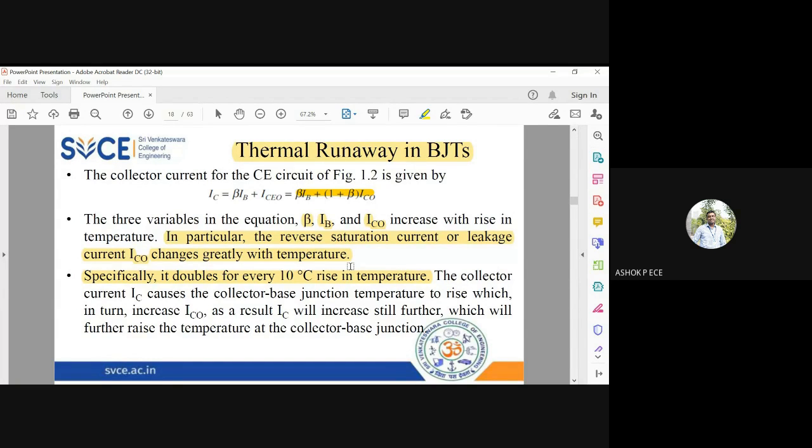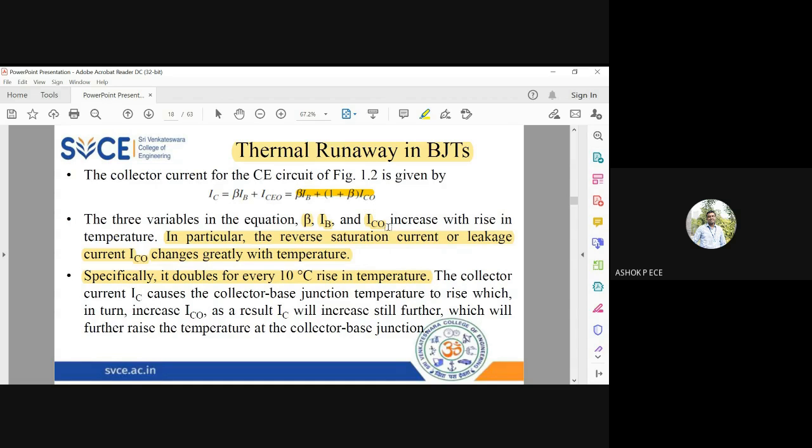So for 10 degrees, if it is doubling by 2, I can say that for every 1 degree rise, the ICO is multiplied by 0.2. Or for 10 degrees, it will be multiplied by 2. So I can interpret it in that way. Among the three culprits, beta, IB, and ICO, ICO is going to be ruining the performance of your BJT.